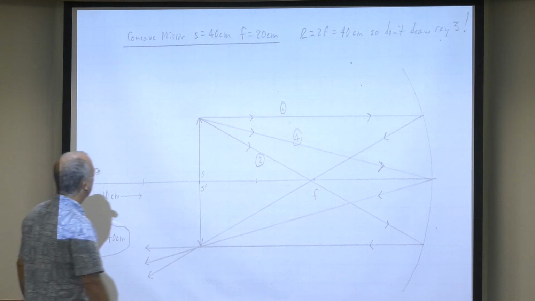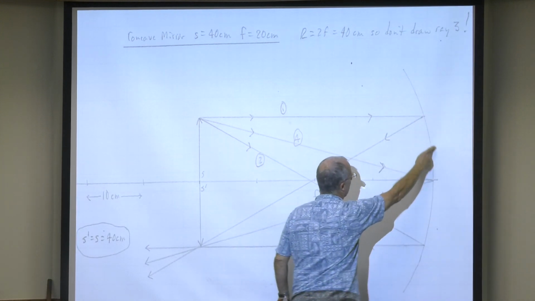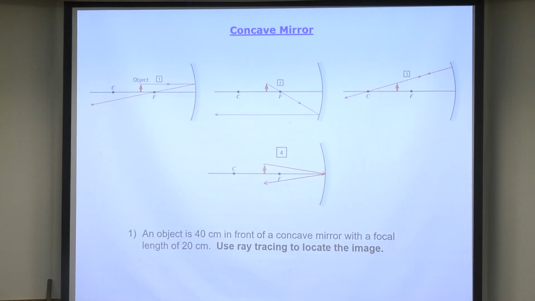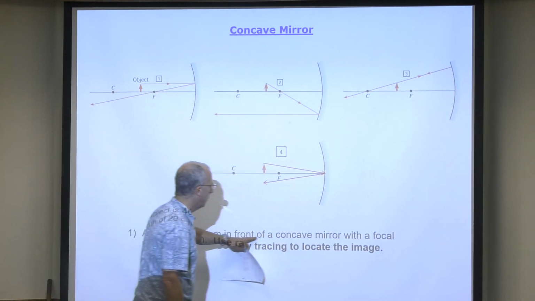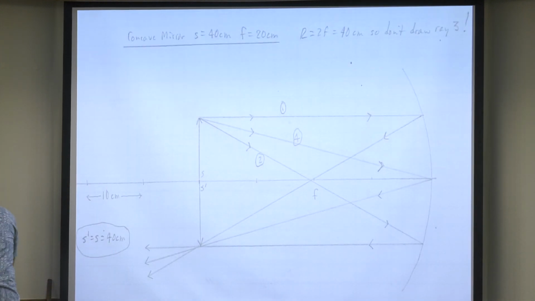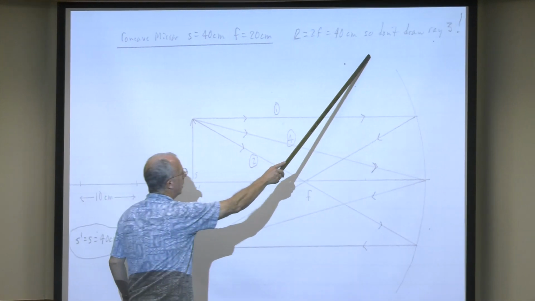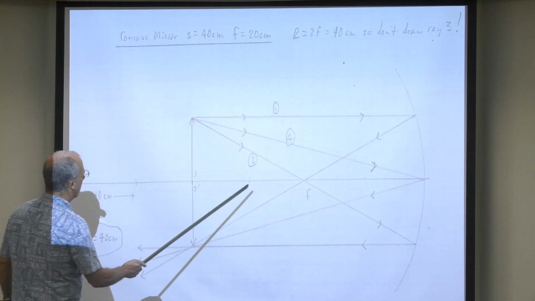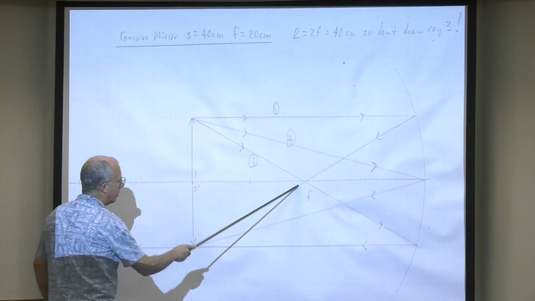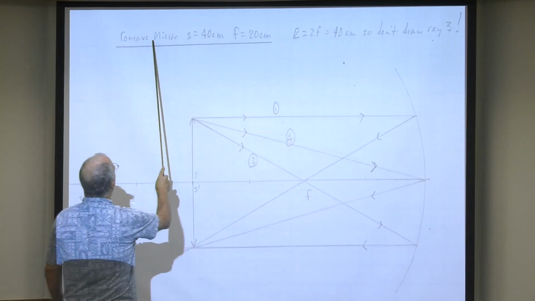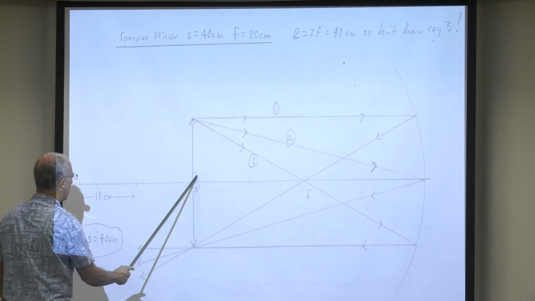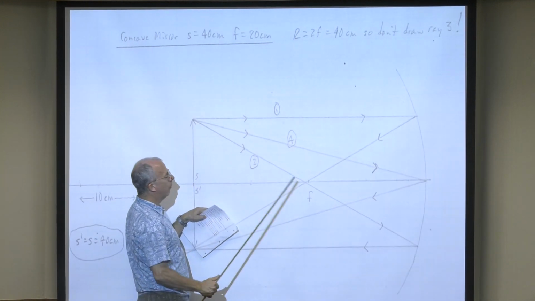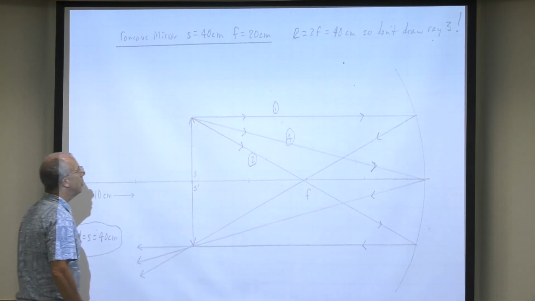Okay, so here's the mirror, a concave mirror, agree? An object is in front of a concave mirror. So there's your mirror, and the object's in front of it somewhere. Focal length 20 in front, so there's your 20. Object is 40 right here. So there's your object. Don't look at this yet. Just look at object here, focal here. So here you go, let's do it.